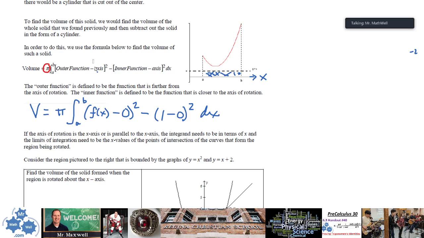Okay, so the new thing is obviously this axis, if it's something other than the x-axis, or if we have a bottom function that's restricting the region that we're rotating. That's important. Also, we are making sure to remember to subtract away the volume that would be represented by the opening in the middle.